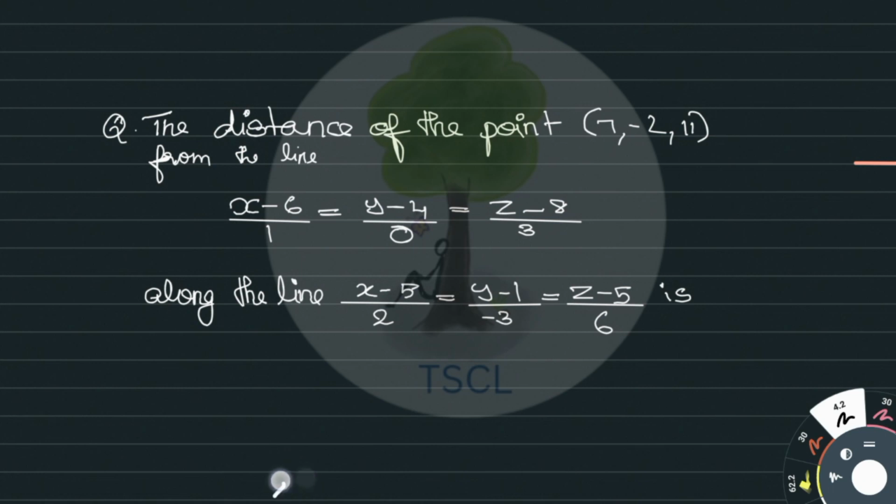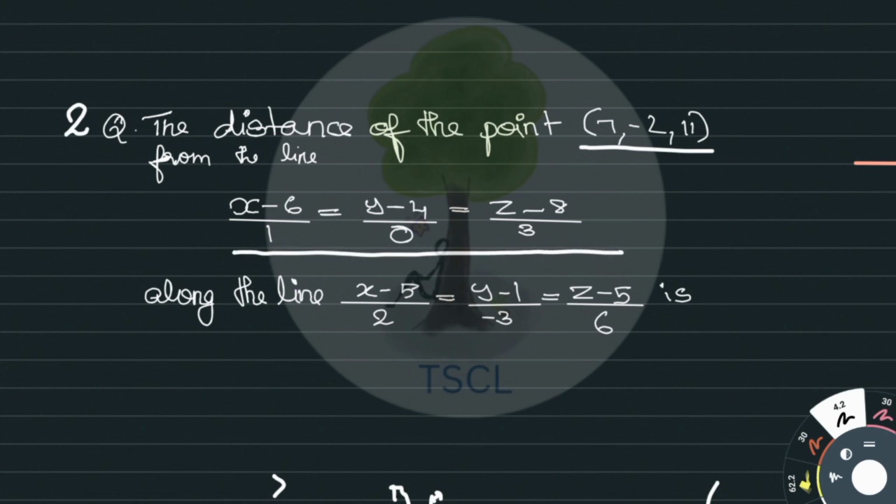Now we are going to do the second question from JEE Main Session 1 2024. The question is as follows. The distance from the point 7, minus 2, 11 from the line x minus 6 by 1 is equal to y minus 4 by 0 is equal to z minus 8 by 3, along the line x minus 5 by 2 is equal to y minus 1 by minus 3 is equal to z minus 5 by 6.